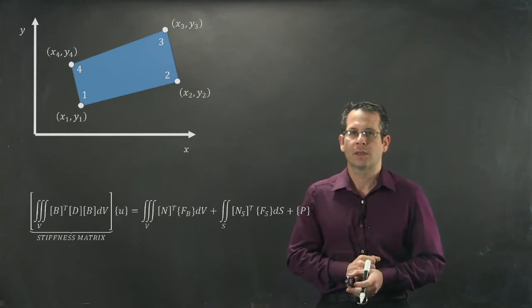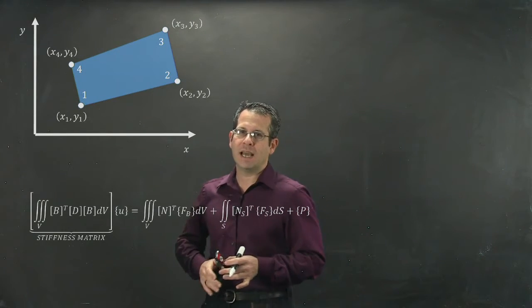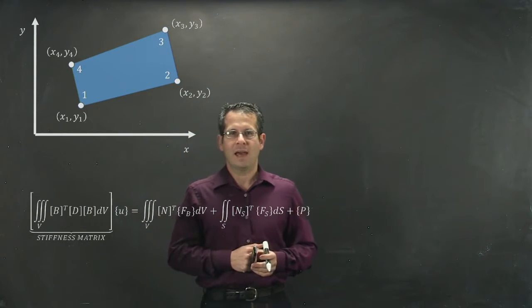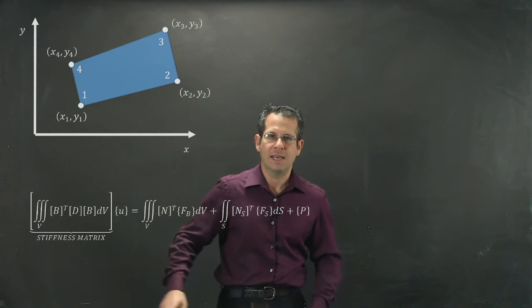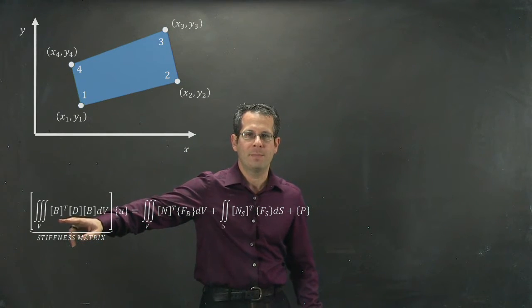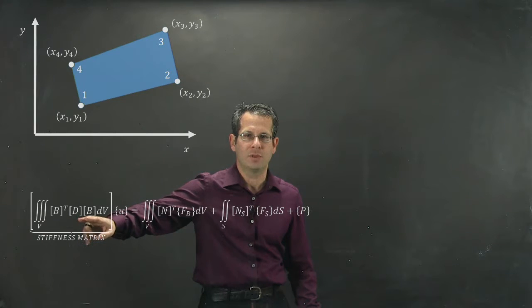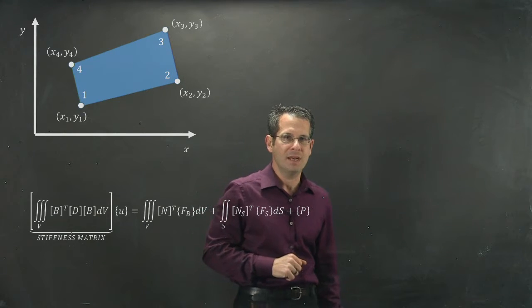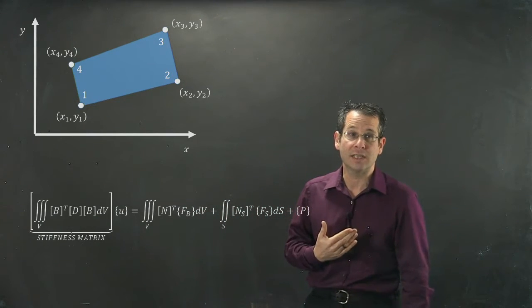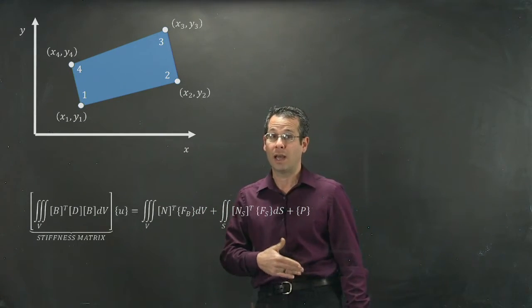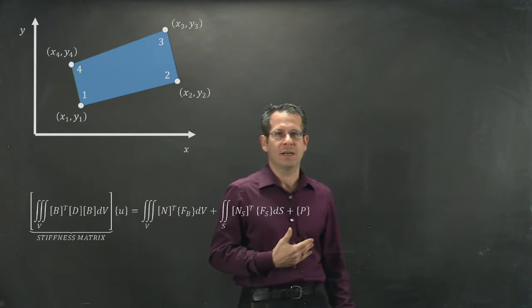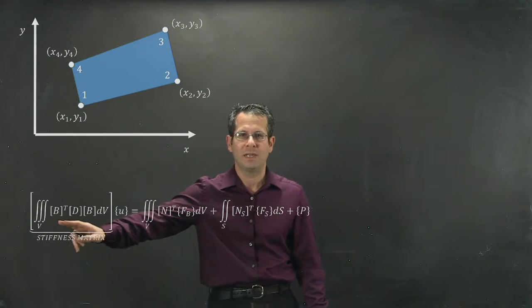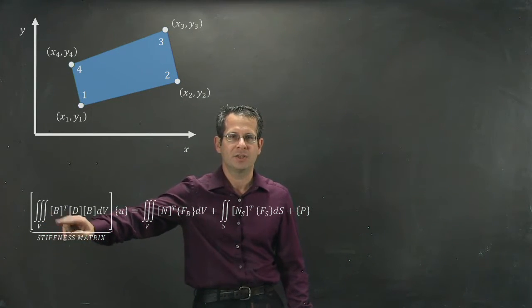I briefly mentioned at the end of the last lecture that this triple integral, which forms our stiffness matrix, has an integrand formed by the B matrix, and the transpose of the B matrix multiplied by the D matrix. These B matrices for the rectangular and therefore the quadrilateral element are still dependent on X and Y, which means you have to leave them inside this triple integral.